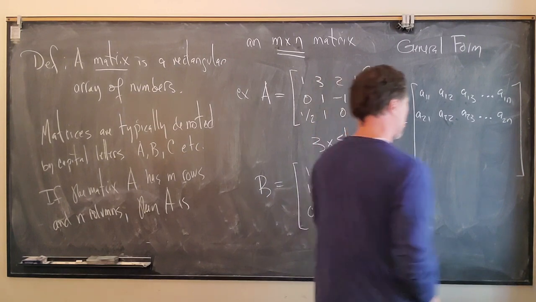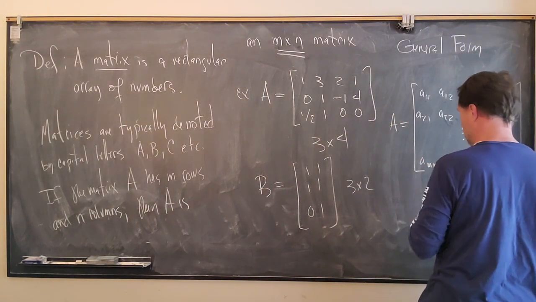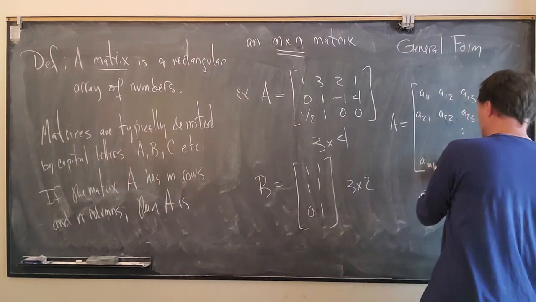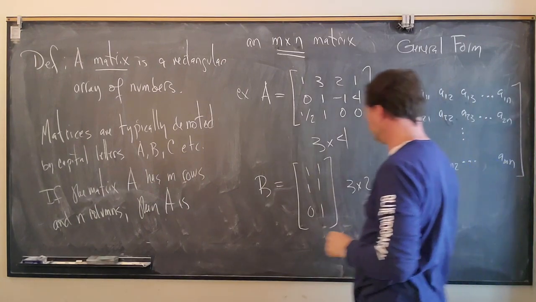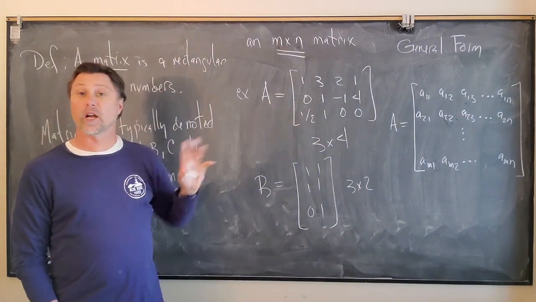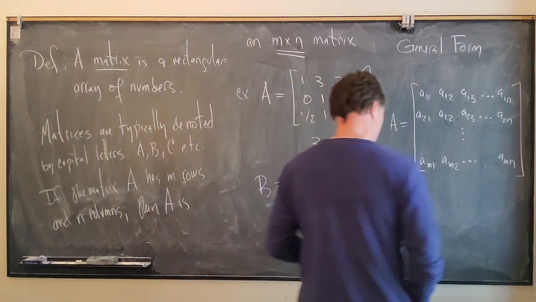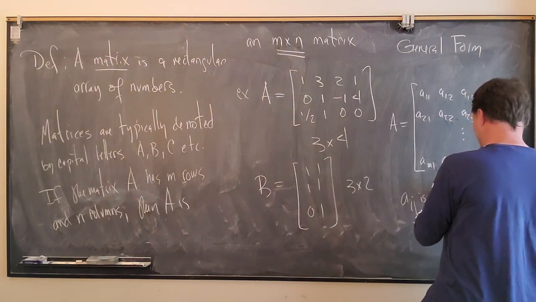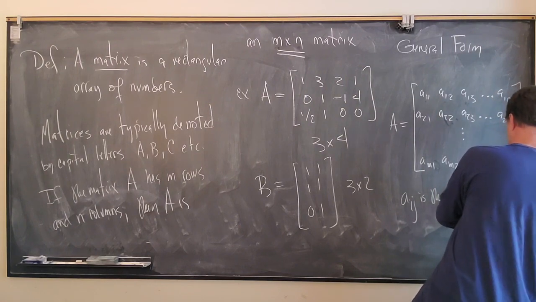And you keep going, so if this is going to be an m by n matrix, then the last row will have entries A sub m1, A sub m2, dot, dot, dot, eventually A sub mn. So there's the generic form of an m by n matrix. A sub ij is the ijth entry.